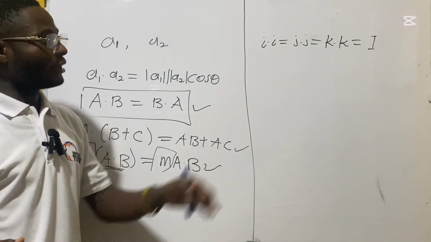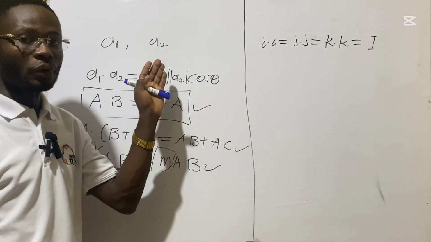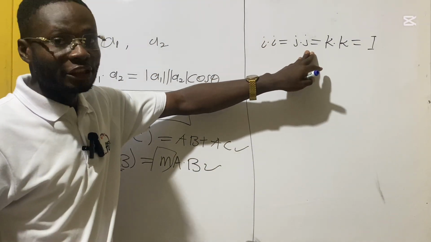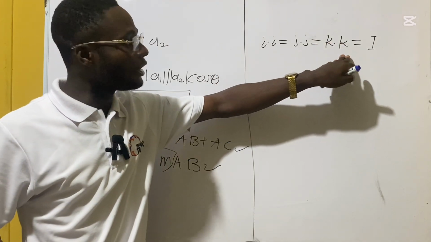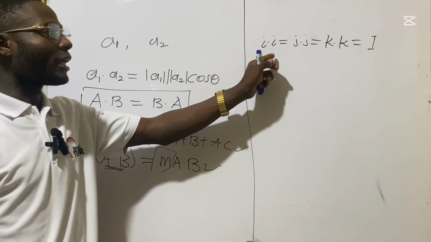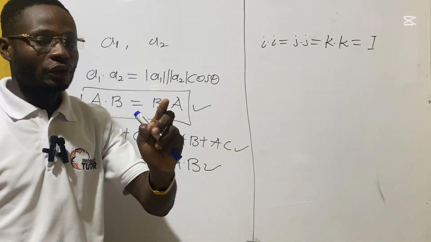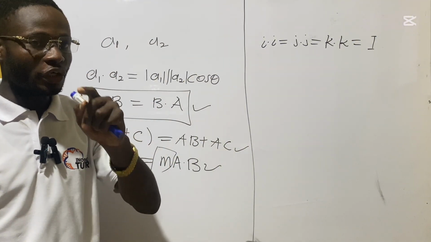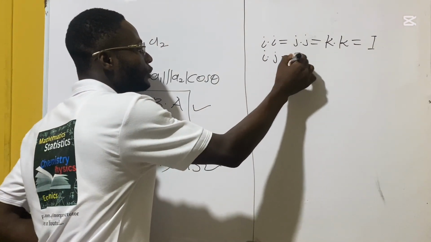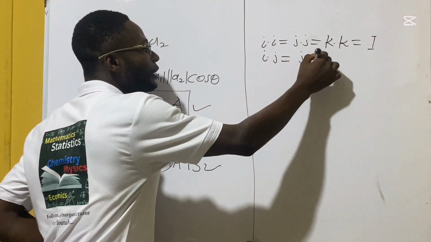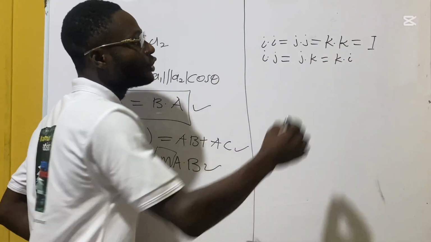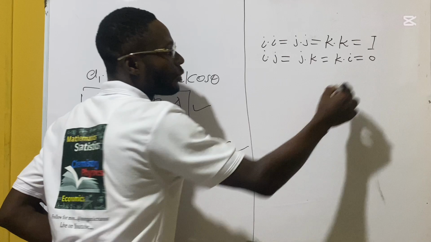That is a property that you have to know. Likewise, you know about the unit vectors. So i dot i, j dot j, k dot k is equal to 1. Okay, the next one is i dot j, okay, i dot j is equal to j dot k, and that is equal to k dot i. So that is equal to 0.